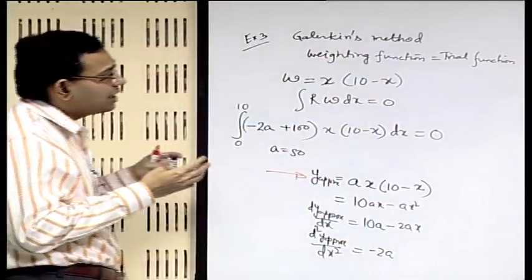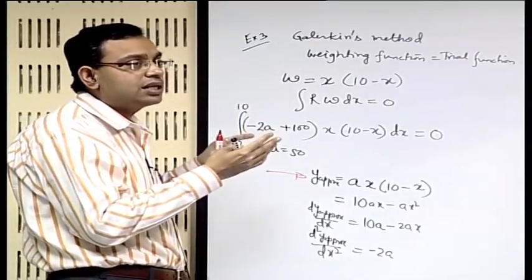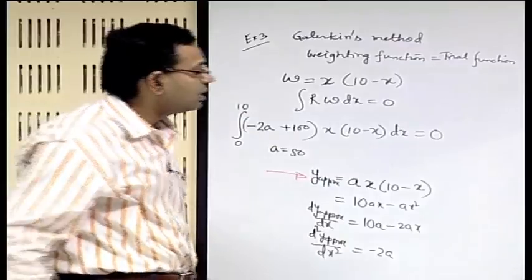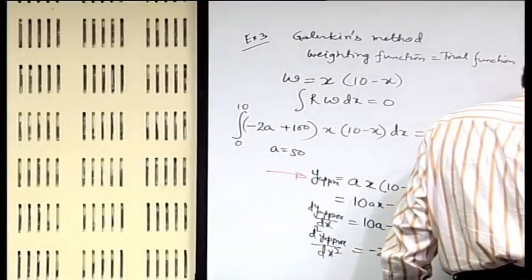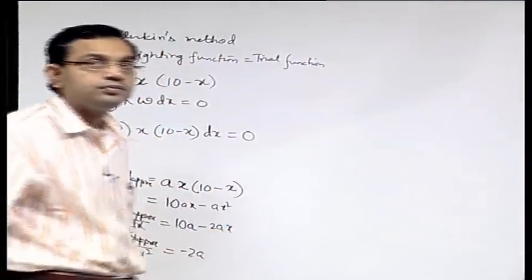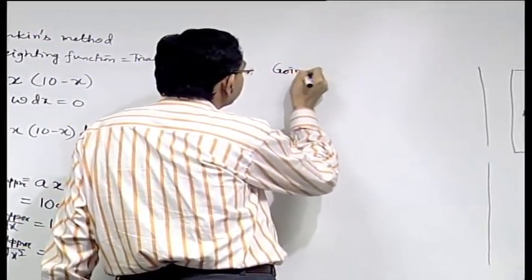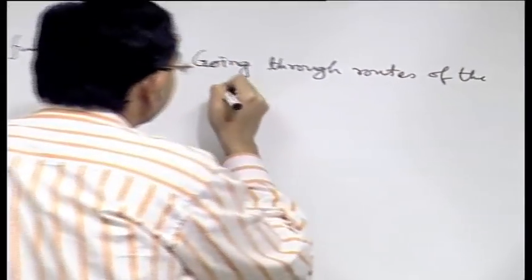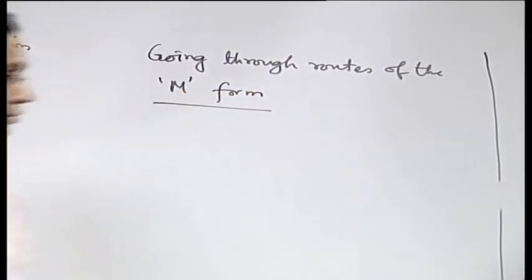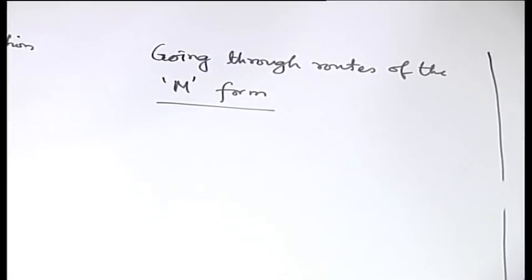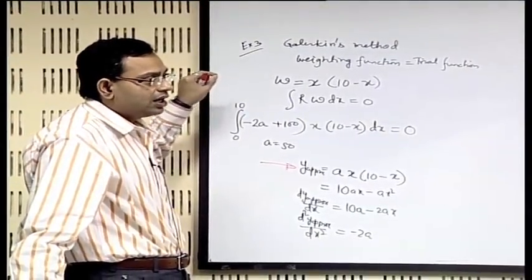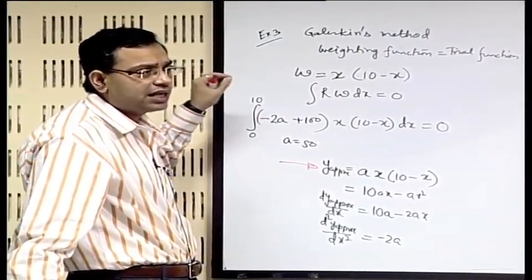So, let us see whether we can tackle the same problem by utilizing the concept of the M form, again using some approximating function, but using the M form. So, let us see how we go through the roots of the M form. So, before doing that, one important thing that we should keep in mind, that no matter whether it is the least square method or the point collocation method or the Galerkin's method, these are not the only methods, these are just some examples that we have considered.